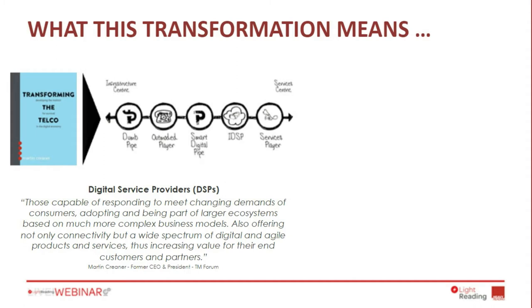In this presentation, we use the Martin Kreener definition related to DSP because we think it's one of the most comprehensive about this topic. Let me read it. The digital service providers are those capable of responding to meet changing demand of consumers, adopting and being part of a larger ecosystem based on a much more complex business model, also offering not only connectivity, but also a wide spectrum of digital and agile products and services, thus increasing value for the end customer and partner and, of course, shareholders.